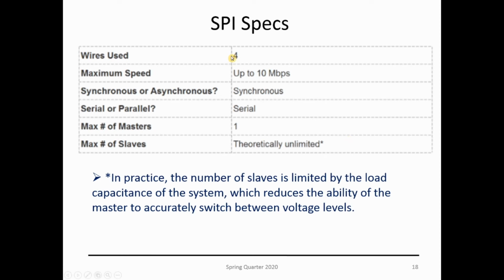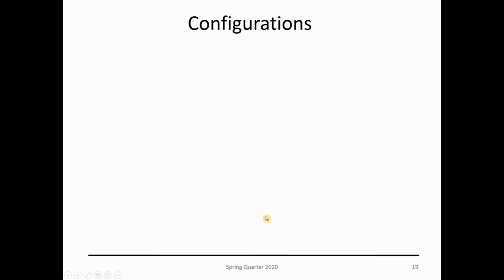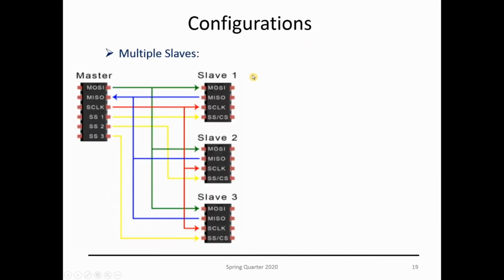Some specs: you're using 4 wires now. Maximum speed, you can go a little bit higher than the UART. You can go 10 megabits per second, depending on how far away the devices are. It's synchronous because you have a serial clock, and the number of masters is 1, number of slaves theoretically unlimited, but you are actually bounded based on the load capacitance of your system. What does that mean? So let's go over configurations.